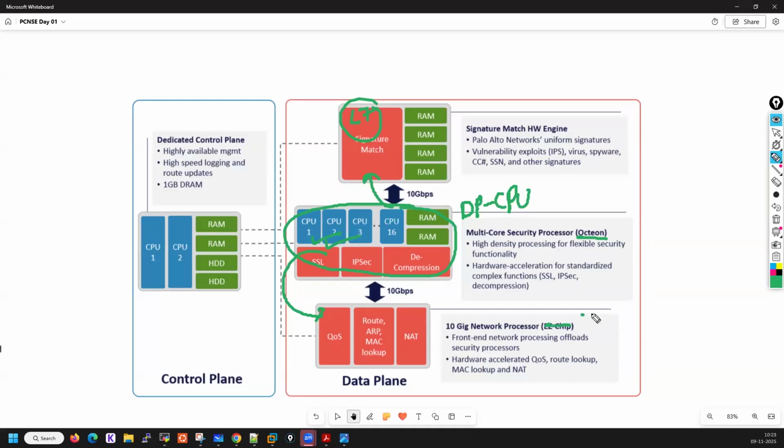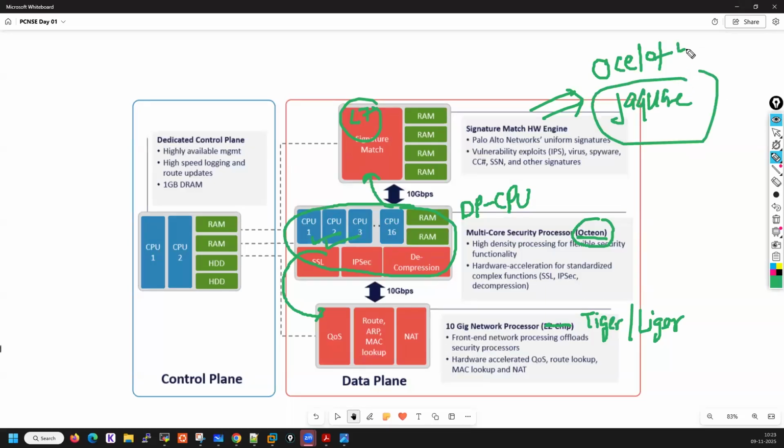And the chip name in the network processor: we mostly have two chips, Tiger chip in high-end boxes and Liger chip in low-end boxes. And here we always have an Octeon chip. For the signature match processor, we have two chips here, Ocelot and Jaguar. Most of the time you will see the Jaguar. The Ocelot chip was in old boxes and some low-end boxes only. Otherwise Jaguar was the chip.